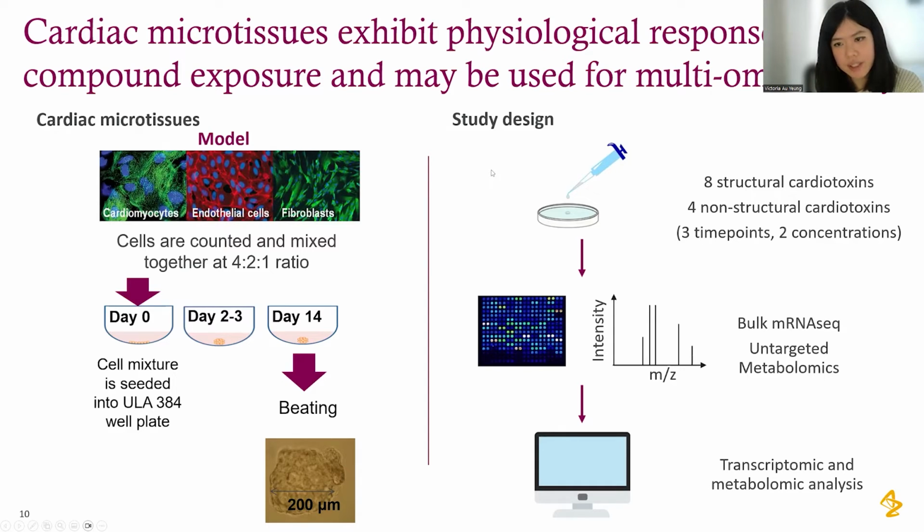So for this study, we expose our cardiac microtissues to different compounds of interest. In this case, we used a smaller set of structural and non-structural cardiotoxins because we wanted to make sure they were chemically diverse, but also had very clean profiles of structural cardiotoxicity and non-structural cardiotoxicity. So we exposed them across 3 different time points and 2 concentrations, and we performed metabolomic and transcriptomic profiling on them. But first, I'll talk about the transcriptomic aspect of this study, since the transcriptomic analysis is more mature at the moment.